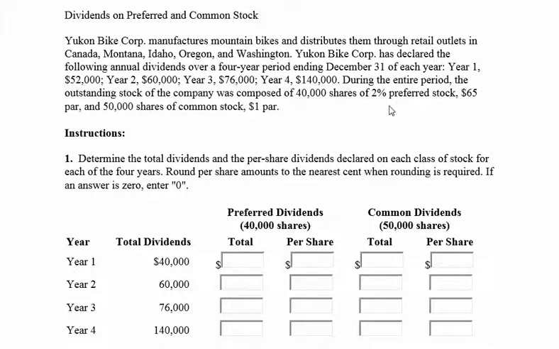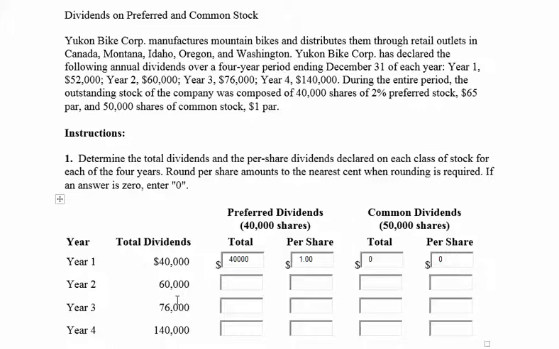We said if there's enough, preferred stockholders would get $1.30 a share. Well, $1.30 a share times 40,000 shares would be $52,000. We don't have enough in year 1 to pay everybody the $1.30 a share. We only have $40,000, so all of it is going to go to preferred stockholders. That is an easy calculation: $40,000 over 40,000 shares. Each share of preferred stock is going to be paid $1. And since preferred stockholders used it all up, common stockholders get nothing in that year.